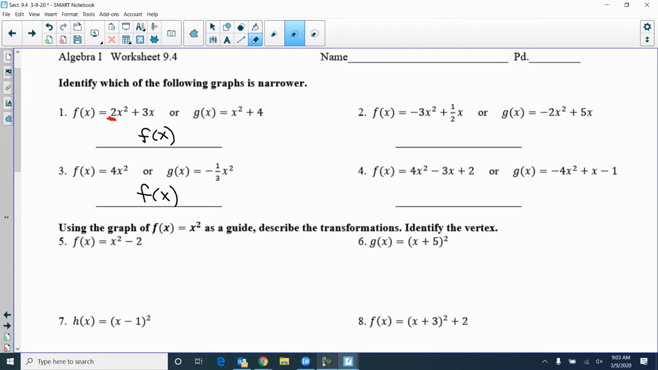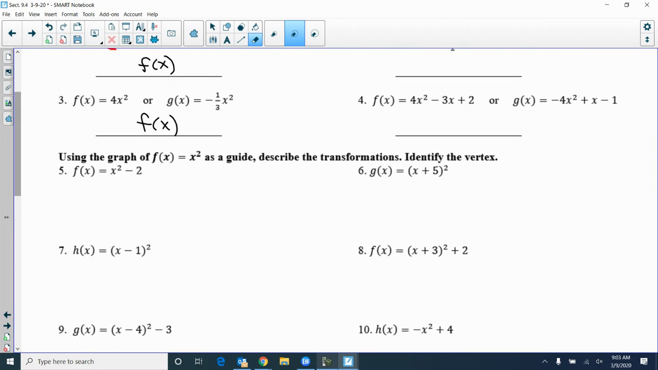All right, using the graph of f of x equals x squared as a guide. So basically, we're starting with this one right here. Describe the transformation. Describe how it moves, and then tell me where the vertex is. What is that x squared minus 2? What's happening there? Laney, any ideas? Down 2. That's all. It moves down 2.